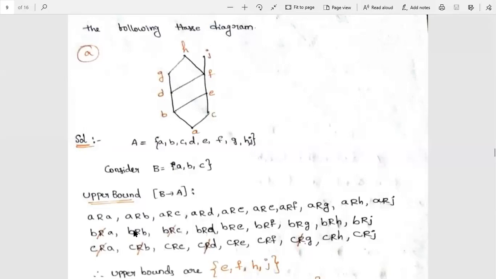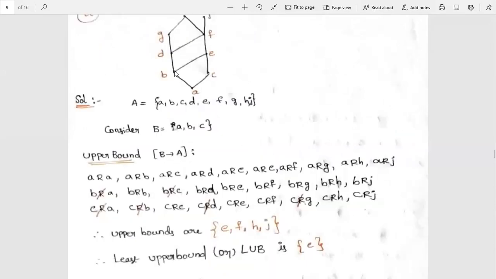So B is related to B, and B is not related to C. There is no edge between B and C. So B is not related to C, and B is related to D. So B is connected with D, and B is connected to E. So B is related to F from the path B to E, E to F. So here B is related to F.